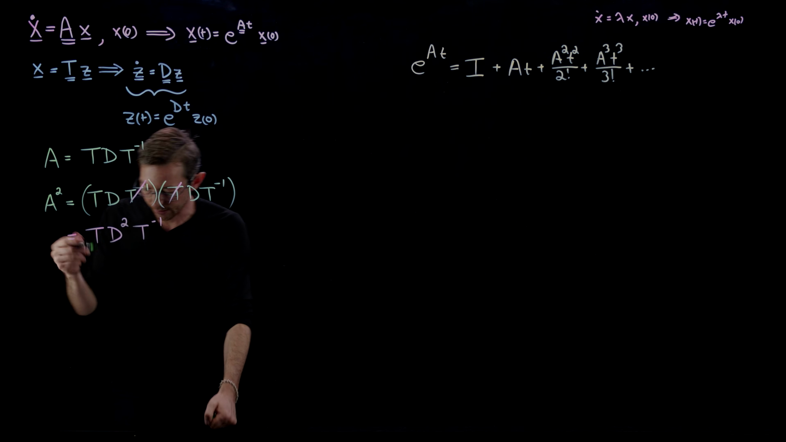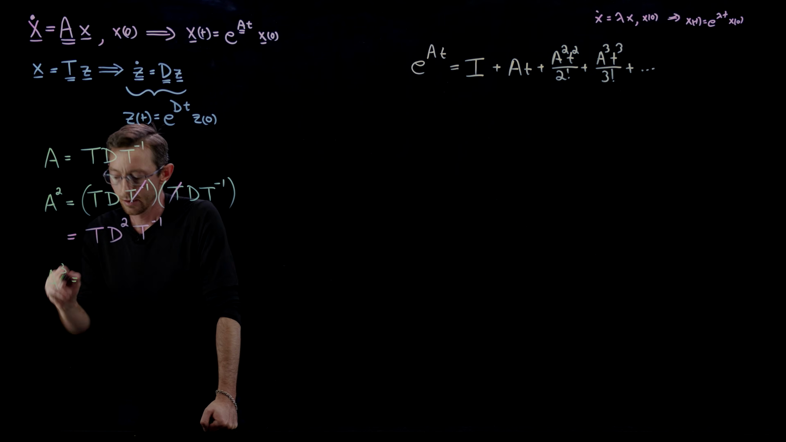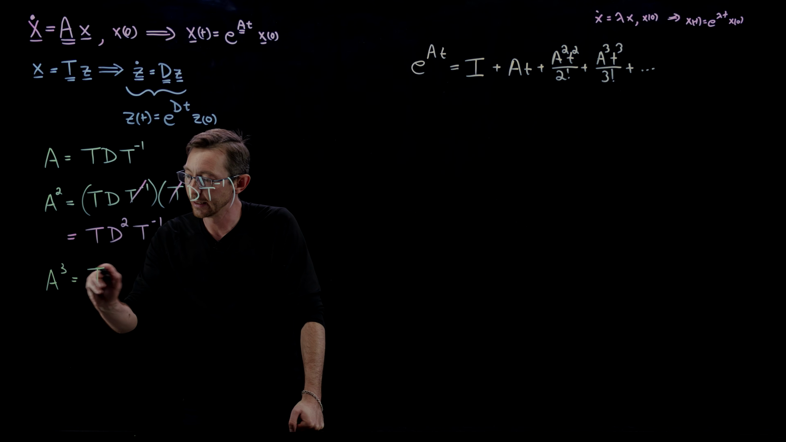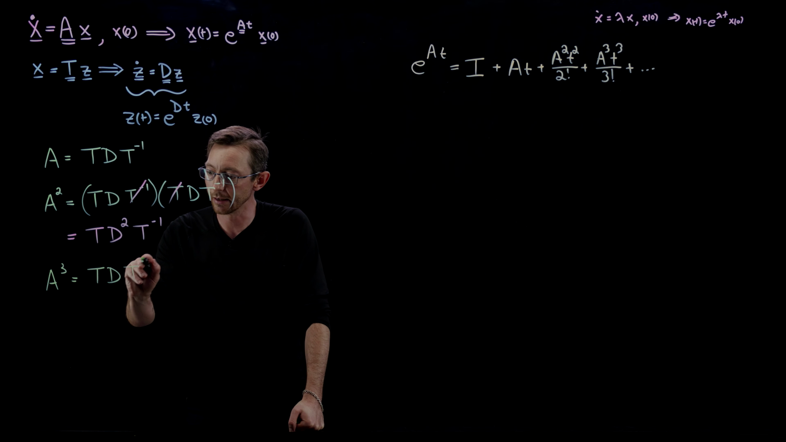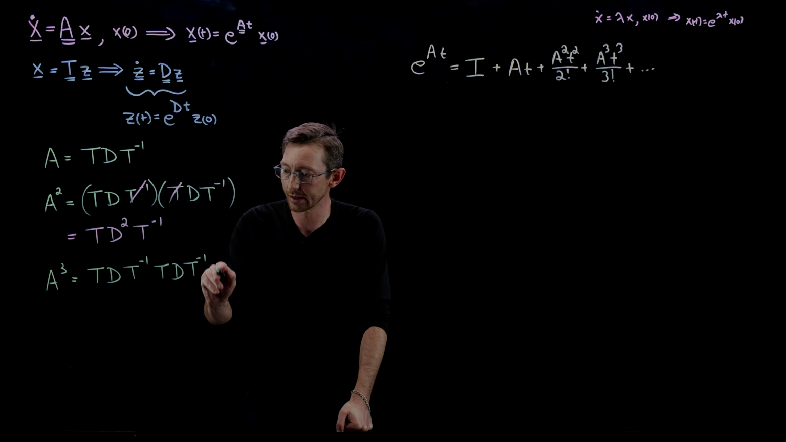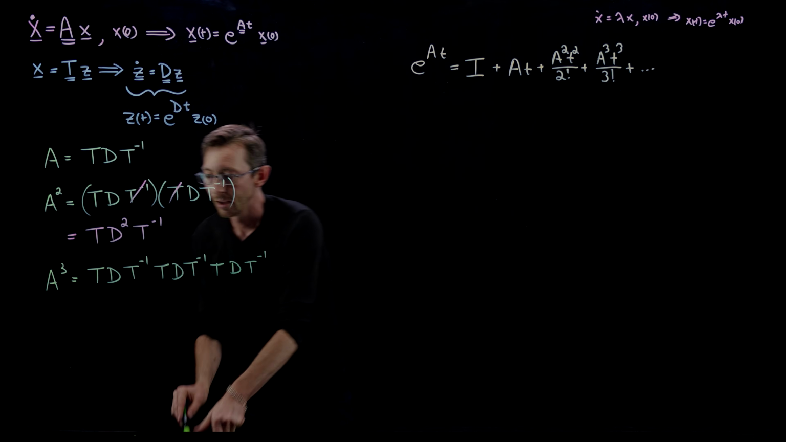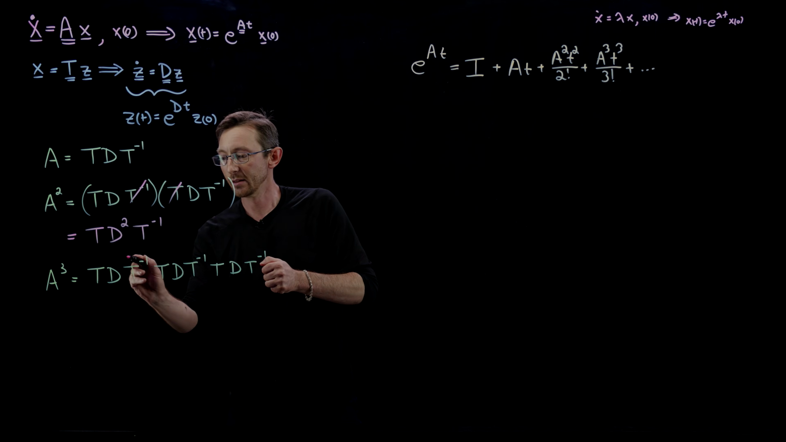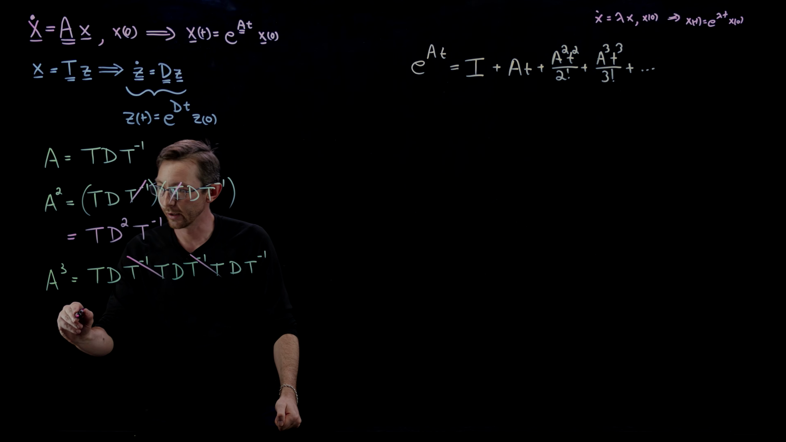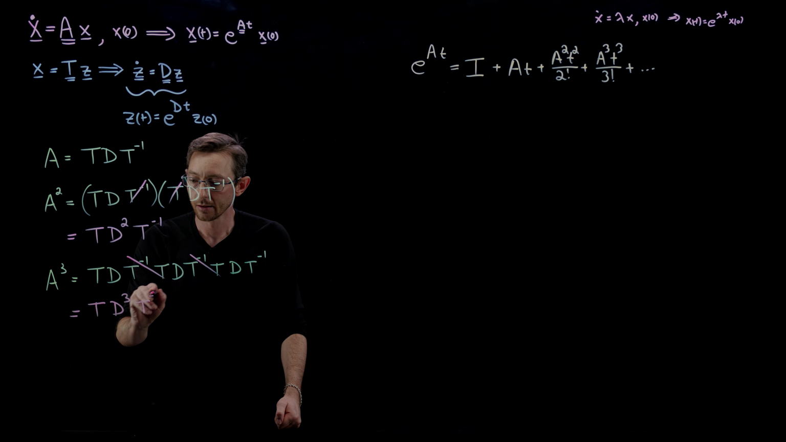Similarly, we can compute A cubed. That is T D T inverse times T D T inverse times T D T inverse. I hope you're seeing the pattern here. Again, all of these in the middle cancel, and I'm left with T D to the third power T inverse.